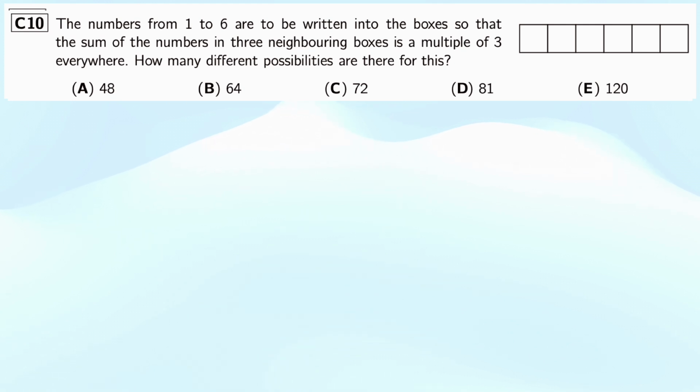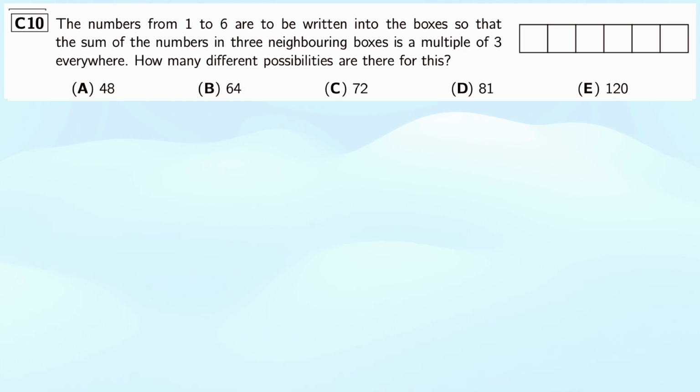If you look at the number of an answer, you will realize it's impossible to list all the possibilities within a short time. The least possibility given in the options is 48. There must be a trick or a more efficient way to solve this. The question asks for the sum of 3 neighboring numbers to be a multiple of 3.